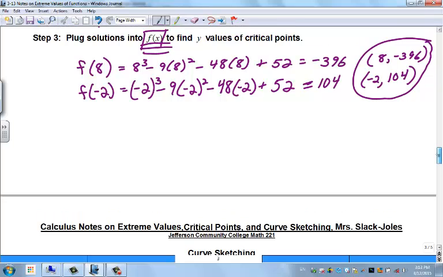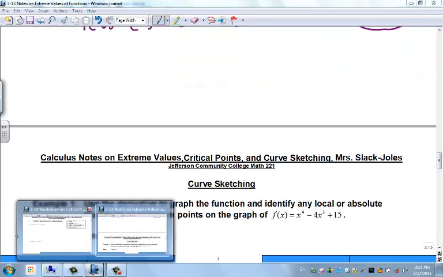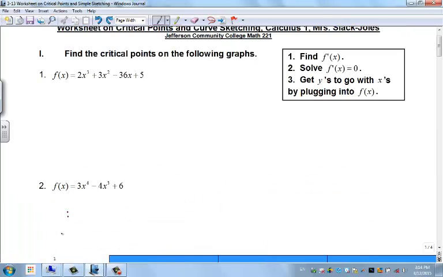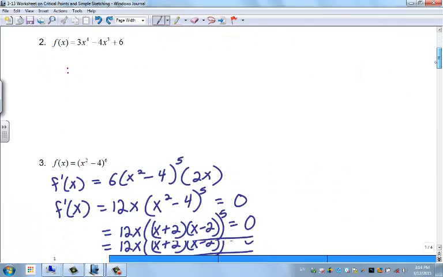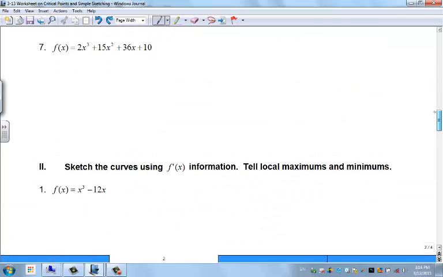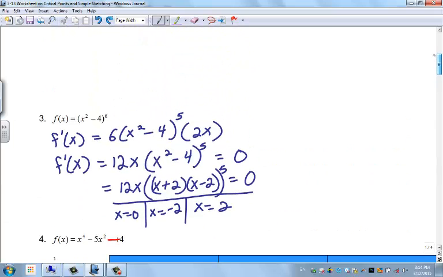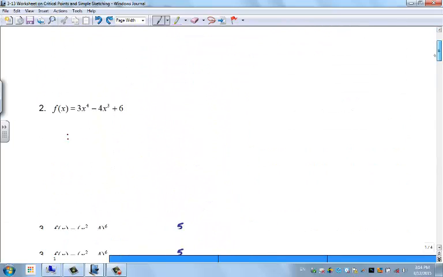The next problem is a little more complicated. Let me show you on the worksheet. Worksheet numbers 1 through 7 are all just finding the critical points. You don't have to graph, you just find the critical points.